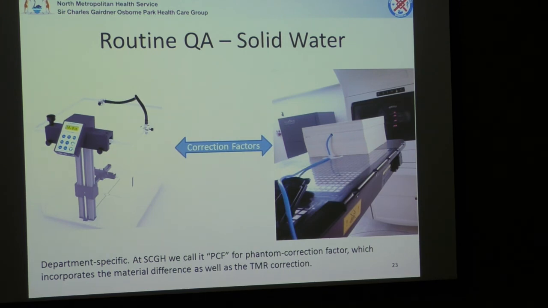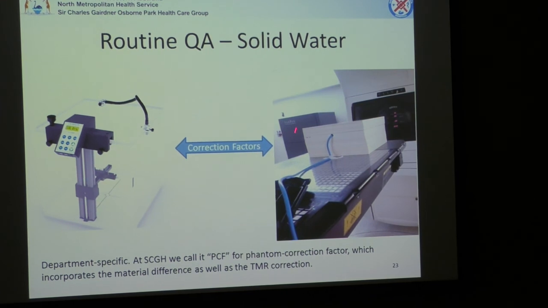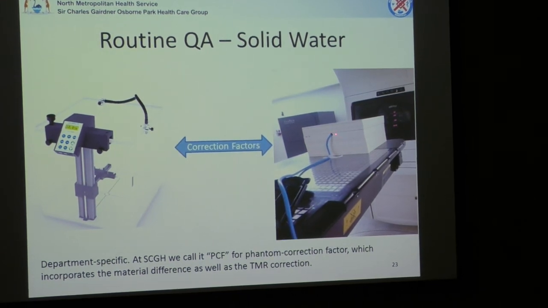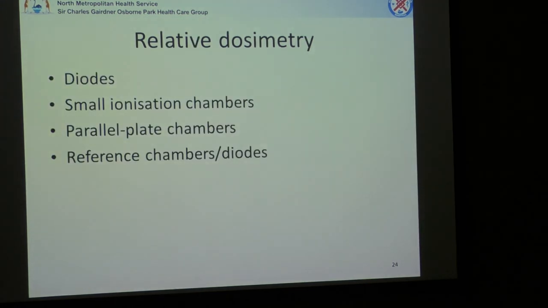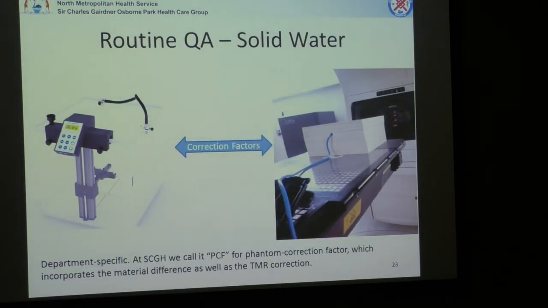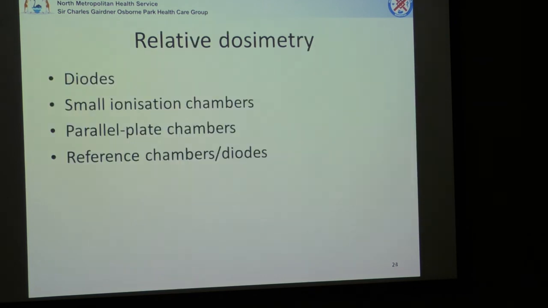You might see something different at Genesis or Icon or something. It's department specific, but here we call it PCF, phantom correction factor, and that takes us from 10 centimeters deep to Dmax in water. So you've got two corrections. You've got the material to water, and you've got the TMR from 10 centimeters deep up to your Dmax, where the MU is calibrated. Feel free to have a chat with me anytime if any of that didn't make sense.